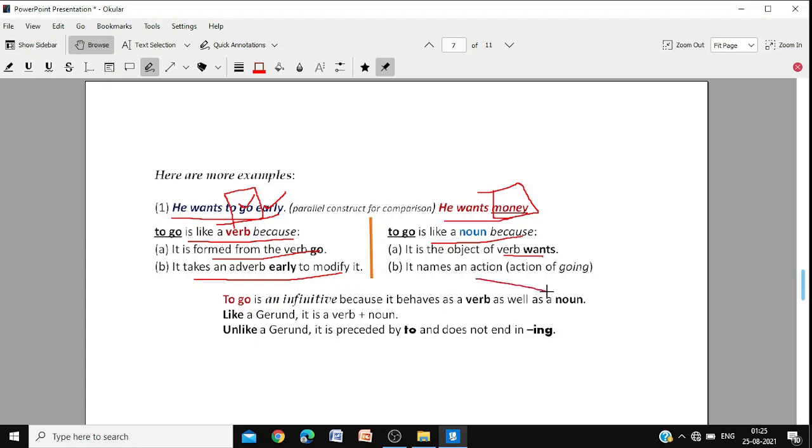It names an action. To go is an infinitive because it behaves as a verb as well as a noun. Like a gerund, it's a verb plus noun. Unlike a gerund, it's preceded by to and does not end in ing. It is also a verbal noun, partly a verb and partly a noun. It is the object of the verb wants, just as in he wants money, he wants to go. And also, like a verb, it can take an adverb, early, adverb of time.